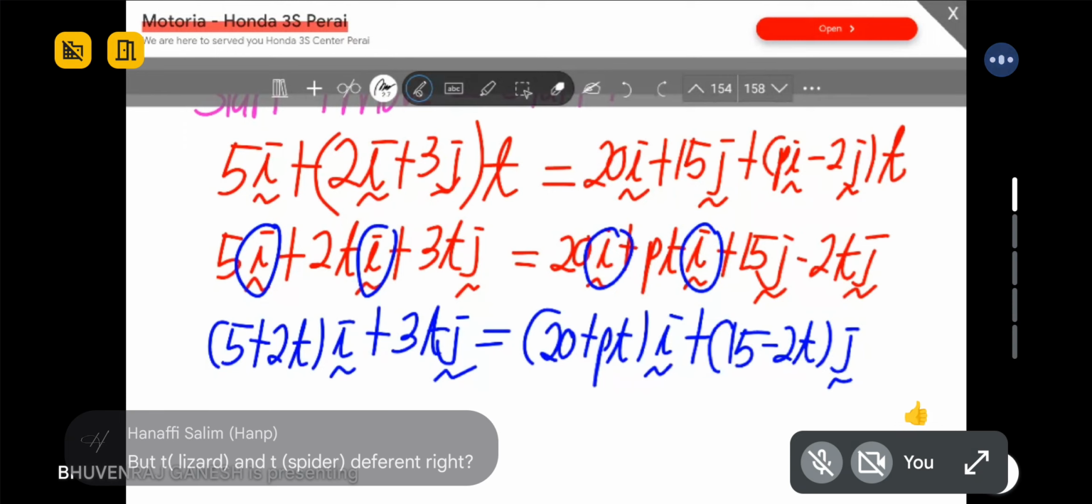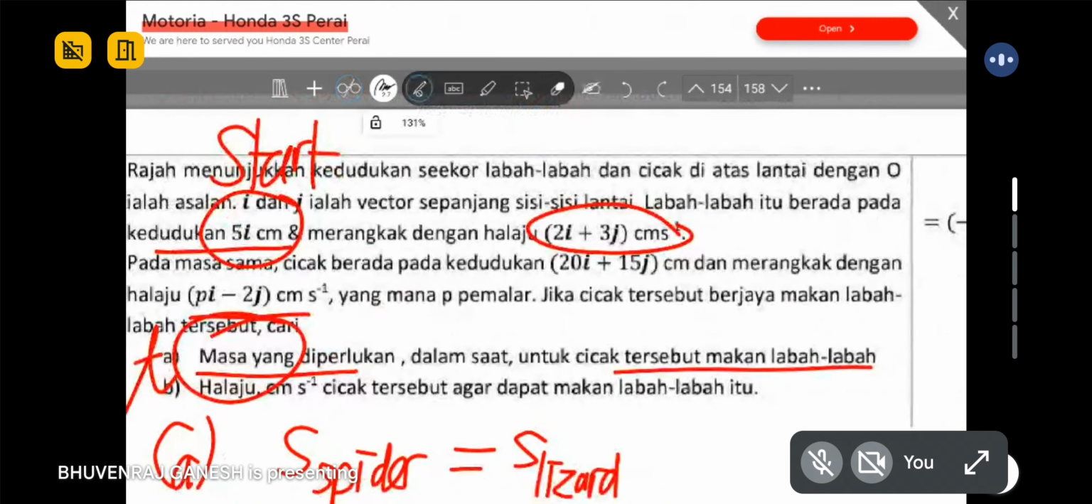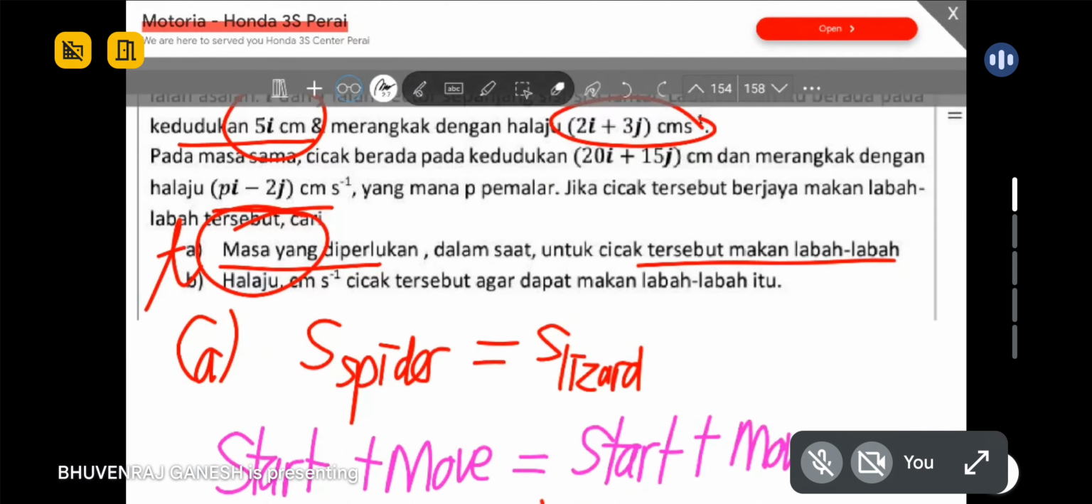Any problem? But T lizard and T spider different, right? No, they will be the same time, guys, because they should arrive at the same time. Then only they can eat up each other. Am I right? Dia kena sampai pada masa yang sama, baru boleh makan. Am I right? So the time taken for it to travel must be the same. Masa perjalanan tu kena sama. Alright? So that is the concept.